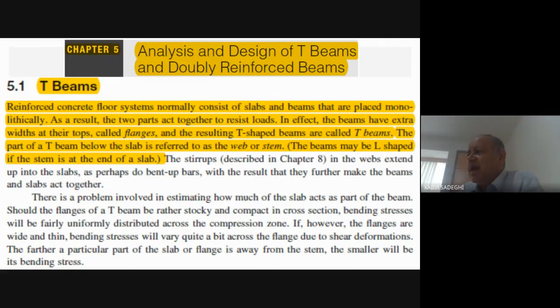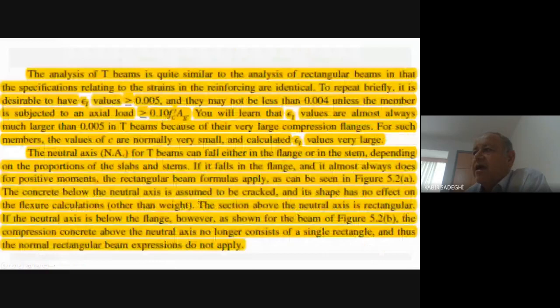In effect, the beams have extra widths at the top, which are called flanges. And the beam is called a T-beam. Therefore, the part of the T-beam below the slab is referred to as the web or stem of the T-beam. Therefore, we have flange and web. We discussed before that for the design of T-beams, we follow the same criteria and concepts that we followed for the rectangular section beams.